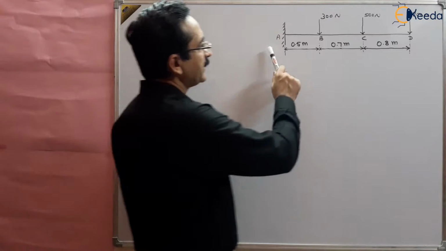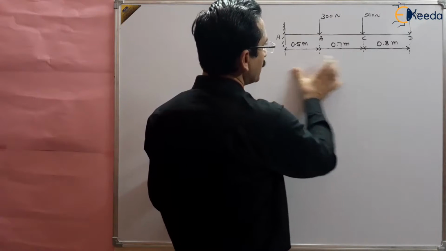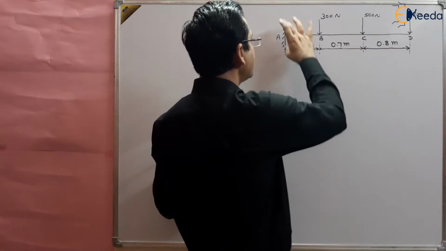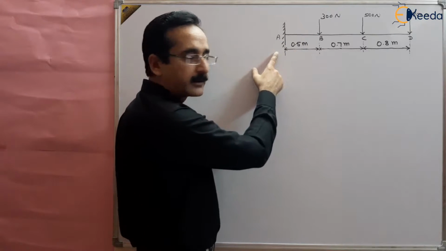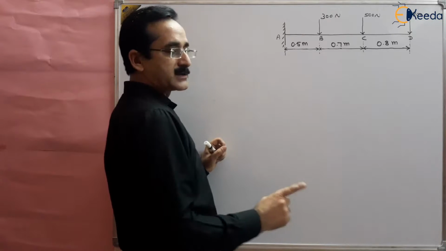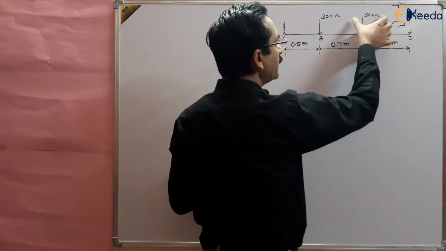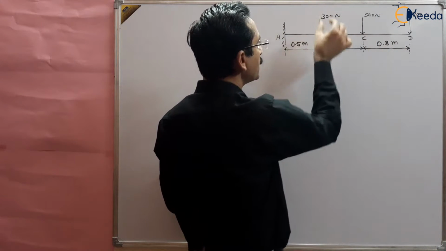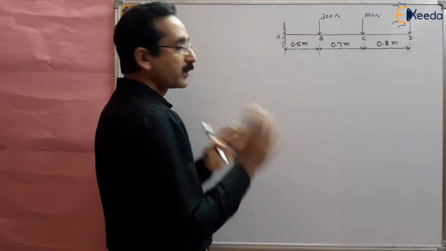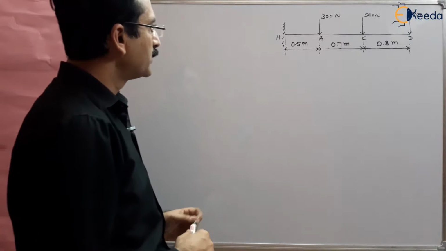We are given a cantilever beam of 2 meter length. You can see here the total length of the beam is 2 meter and it is a cantilever beam as it is fixed at one end and free at the other end. The loads are given at different points, and these are point loads: 800 Newton at D point, 500 Newton at C point and 300 Newton at B point. We have to draw the shear force and bending moment diagram for this question. So let us solve this question.